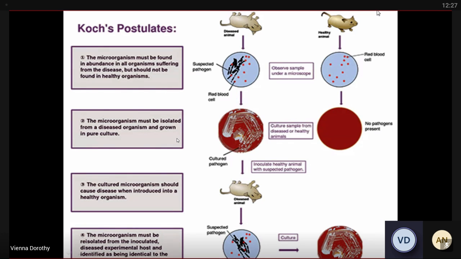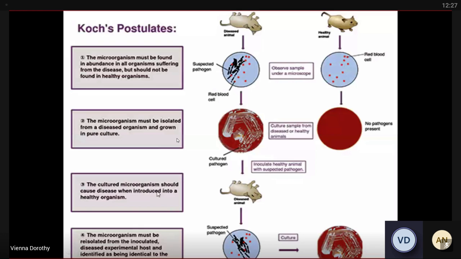If you see the healthy individual here, healthy person or healthy animal, there are no organisms, and definitely there are no organisms growing on the media. But if it is a diseased animal, from the diseased animal I was able to see the microorganisms, and those microorganisms I can grow. This white thing that I have shown is the growth of the microorganism. I am able to culture the microorganism in the laboratory conditions using any media. So that is the second postulate.